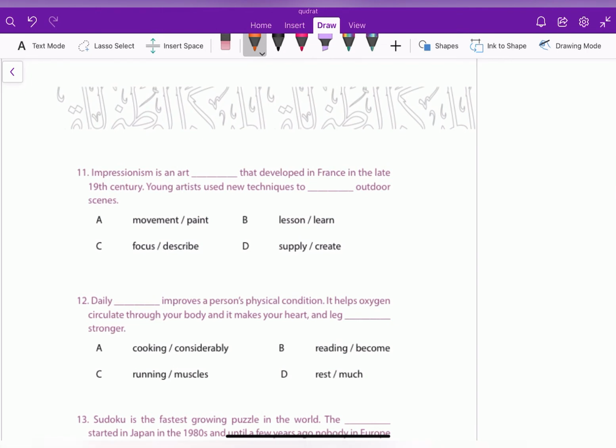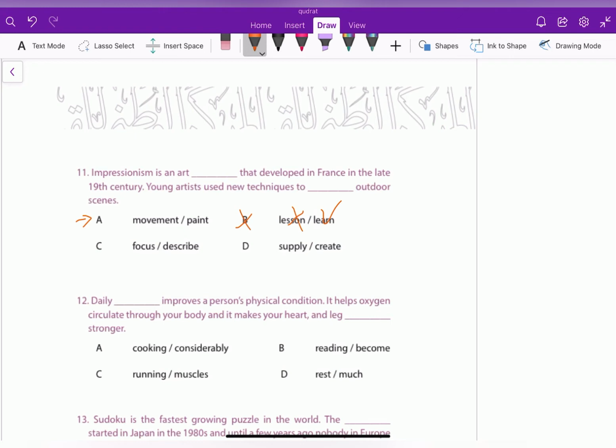Number 11 says, Impressionism is an art blank that developed in France in the late 19th century. Young artists use new techniques to blank outdoor scenes. So let's look at the first choice. Impressionism is an art movement that developed in France in the late 19th century. Young artists use new techniques to paint outdoor scenes. Well, this could make sense, so we're just not going to cross it out. Let's go to B. Impressionism is an art lesson that developed in France in the late 19th century. Young artists use new techniques to learn outdoor scenes. This doesn't make sense, making the whole answer wrong.